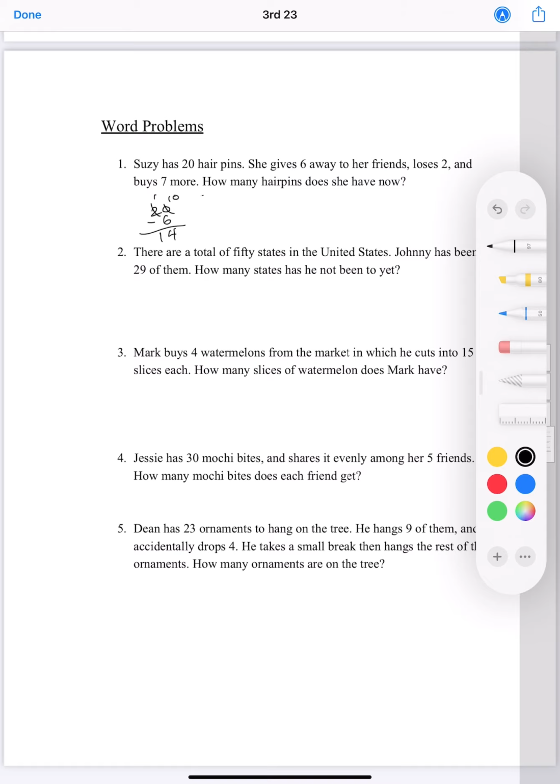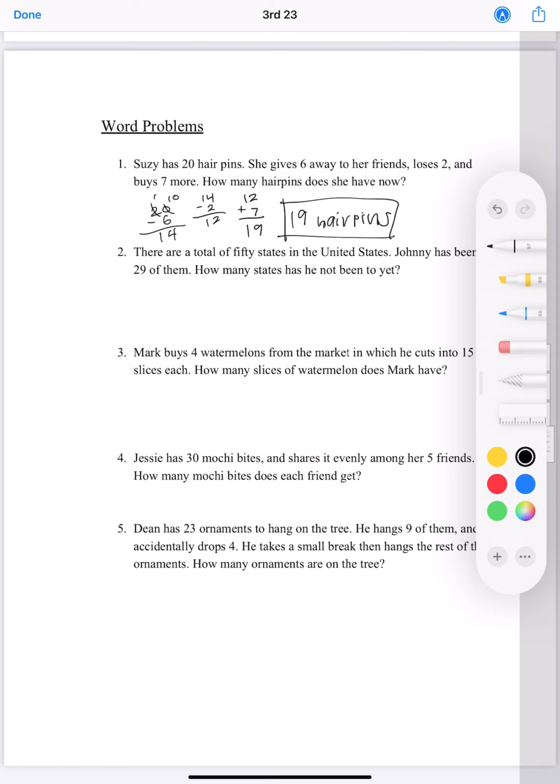And then she loses 2 from the 14 that she has left. So 14 minus 2. 4 minus 2 is 2, 1 minus nothing is 1. And so after she loses 2 and gives away 6, she has 12 left, but she buys 7 more. So 12 plus 7. 7 plus 2 is 9, 1 plus nothing is 1, so she has 19 hairpins left. Don't forget to label your answers. Labeling in this case would be hairpins.